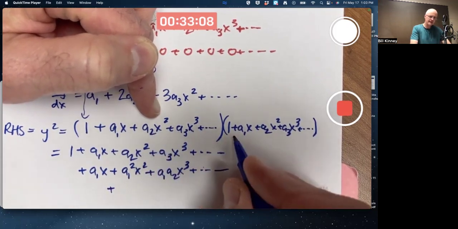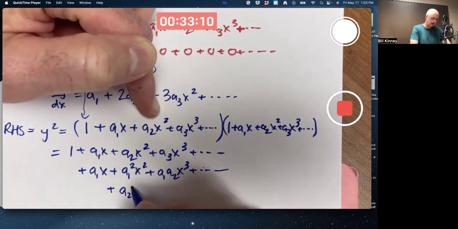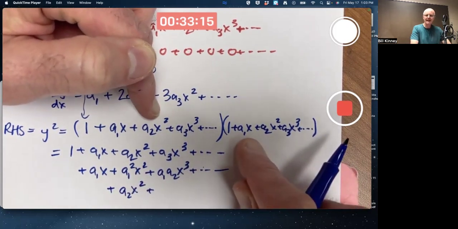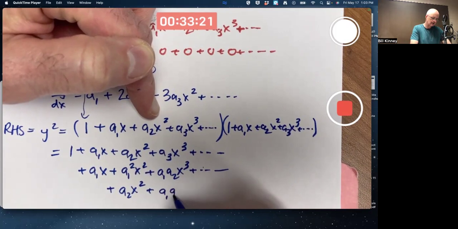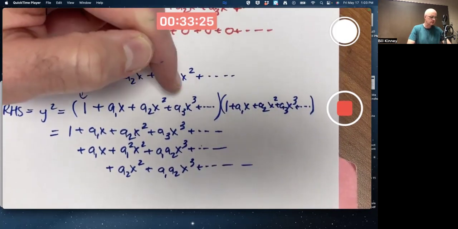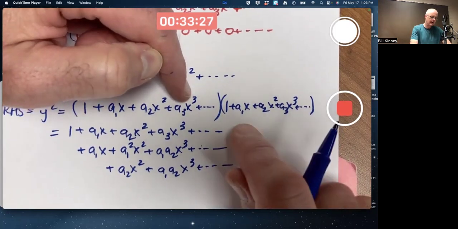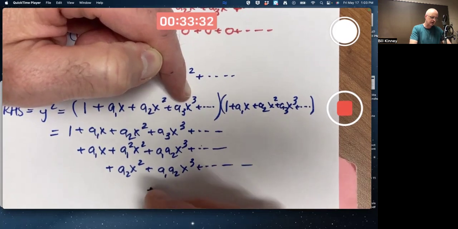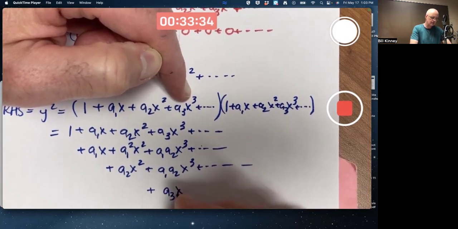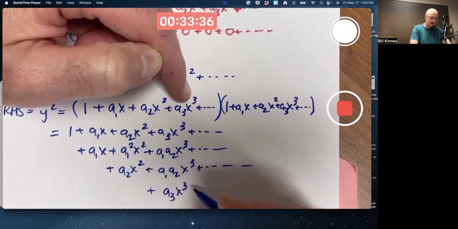a2x squared times 1 is a2x squared. a2x squared times a1x is a1a2x cubed, etc. We'll do one more. a3x cubed times everything. If I multiply it by 1, I get just a plain old a3x cubed. And that's the only way you get an x cubed term from there.